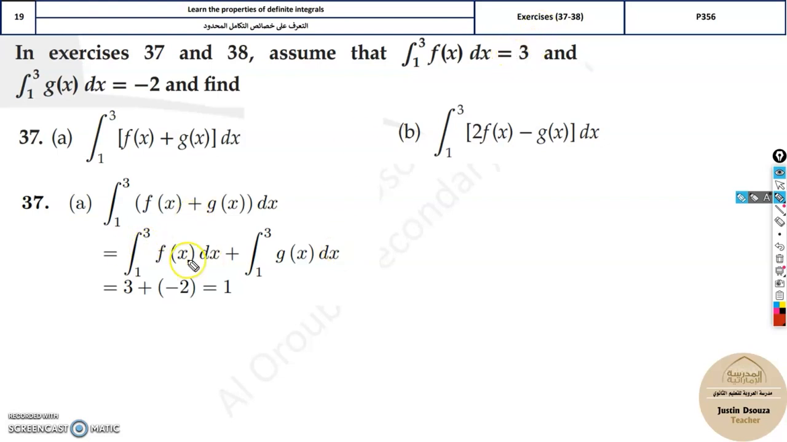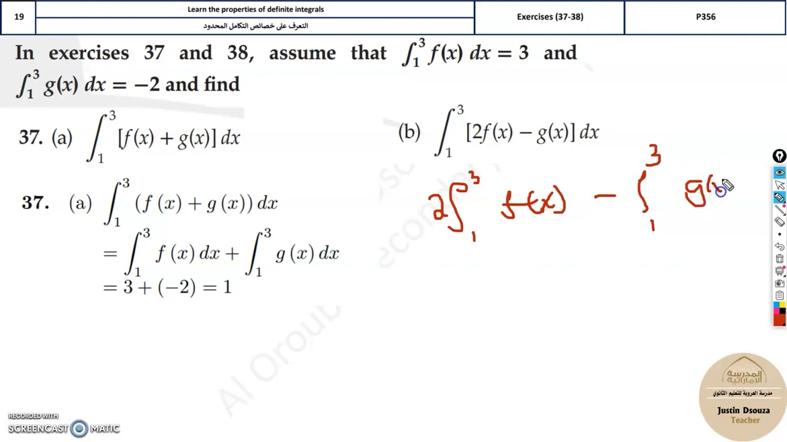Now substitute: what is the integral from 1 to 3 of f(x) dx? It's 3. And then over here it's minus 2. Solve it up, you'll get the answer. Similarly, over here you need to do the same thing. 2 is a constant, integral 1 to 3 of f(x). Now next one would be minus, same thing, integral 1 to 3 of g(x).